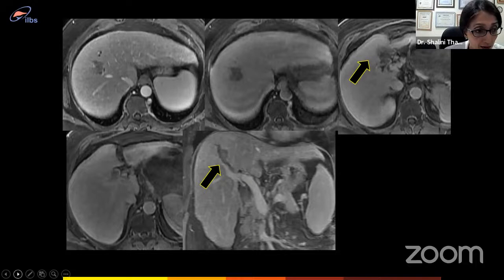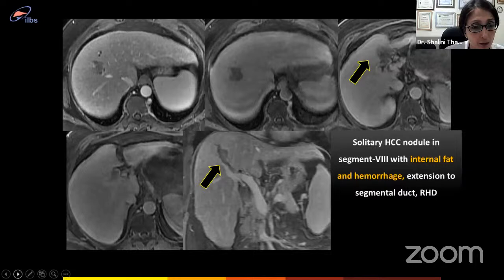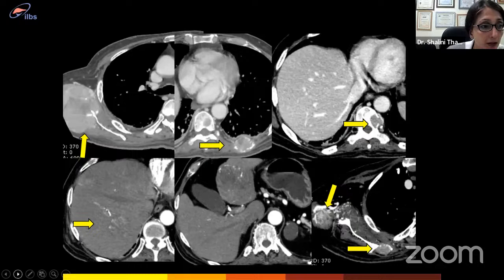It will present as biliary obstruction. So this was internal fat as well as hemorrhage into this lesion and extension into the segmental duct. A very, very rare presentation. Another rare presentation here is a patient presenting to us with multiple skeletal deposits and metastases. There is one lytic lesion in the vertebra, here in the ribs, and a large mass lesion in the scapula.